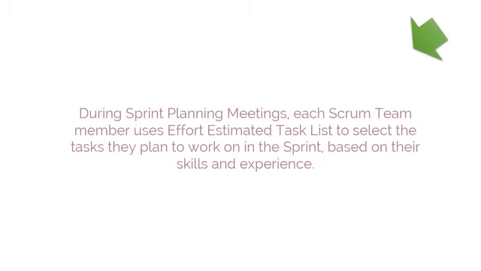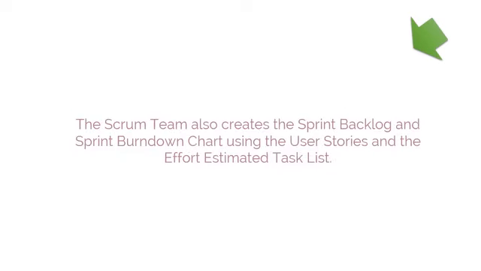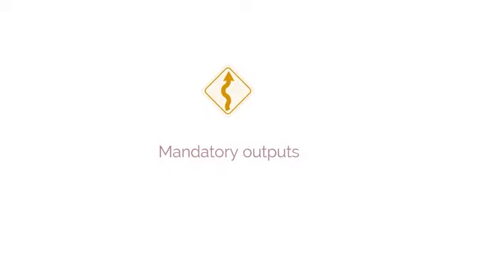The mandatory tool for this process is Sprint Planning Meeting. During sprint planning meetings, each Scrum team member uses Effort Estimated Task List to select the tasks they plan to work on in the sprint, based on their skills and experience. The Scrum team also creates the sprint backlog and sprint burndown chart using the user stories and the Effort Estimated Task List. The mandatory outputs of this process are sprint backlog and sprint burndown chart.